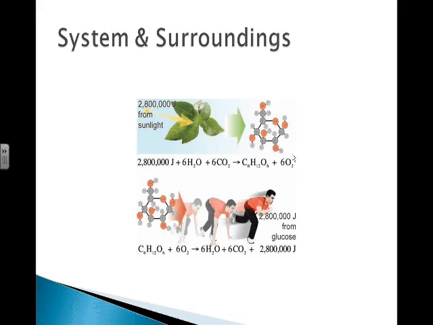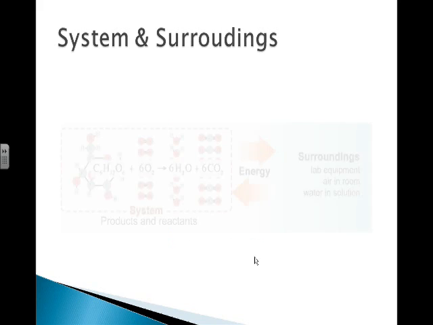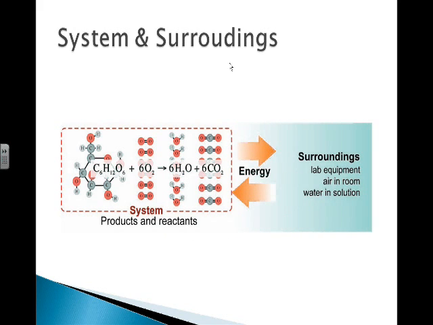So again, here we have photosynthesis at the top. This is energy that is going in, respiration on the bottom, and that energy is going out. I apologize for this typo up here. So looking again at respiration, the energy is flowing here from the system to the surroundings. Okay.